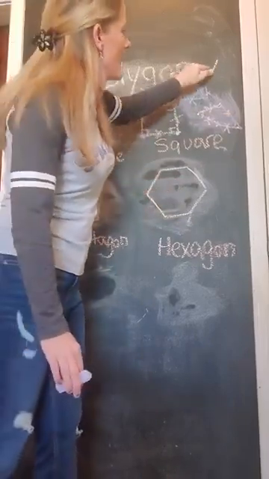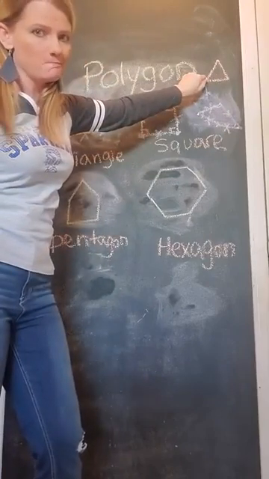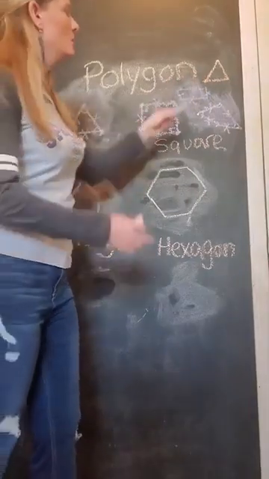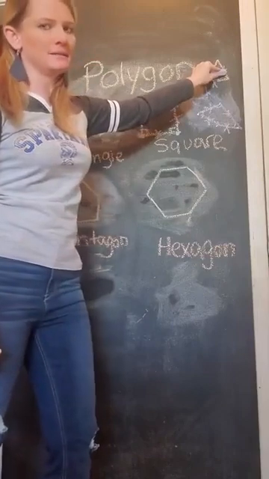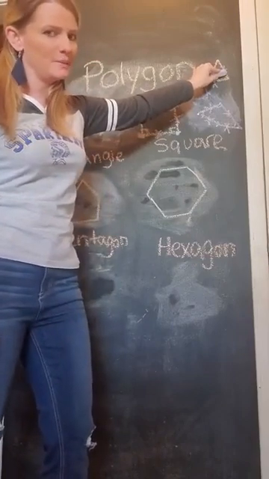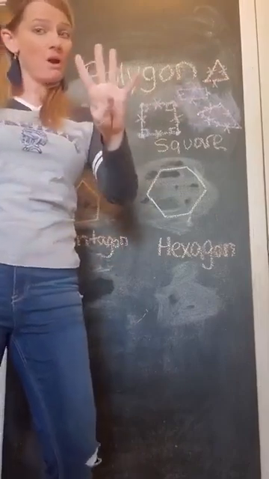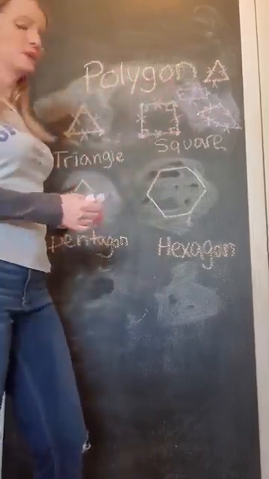Now, if I have this shape, is that shape a quadrilateral? Let's count the sides and find out. We have 1, 2, 3 sides. So if it has 3 sides, can it be a quadrilateral? Nope. It has to have 4 sides. 4 sides makes a quadrilateral.